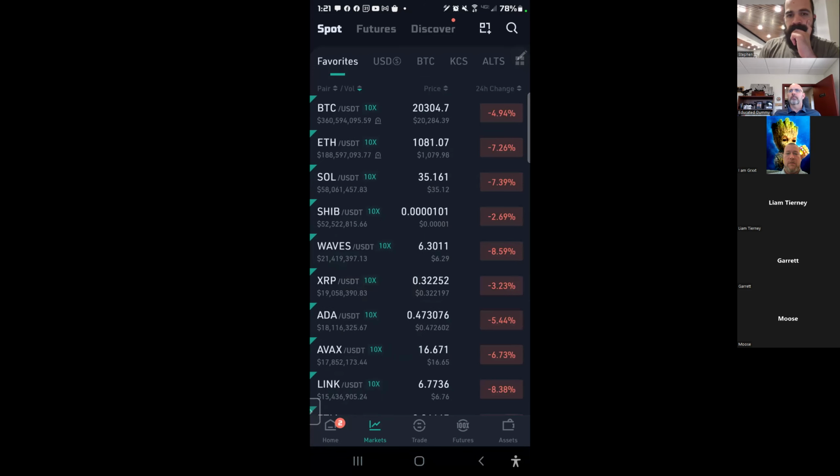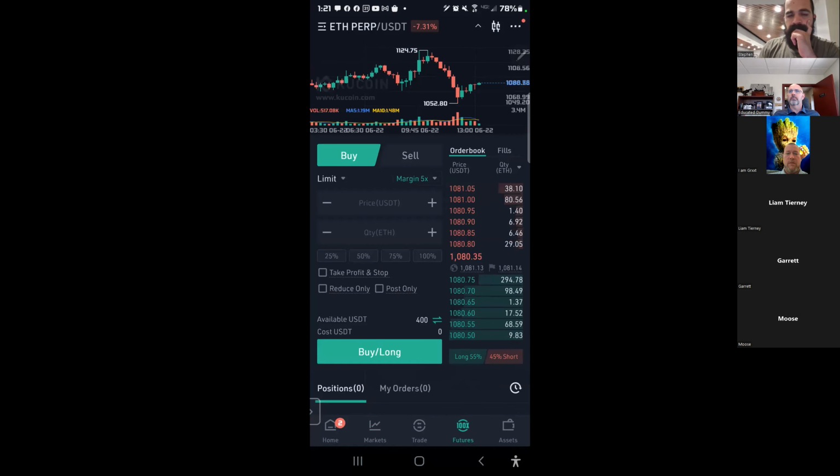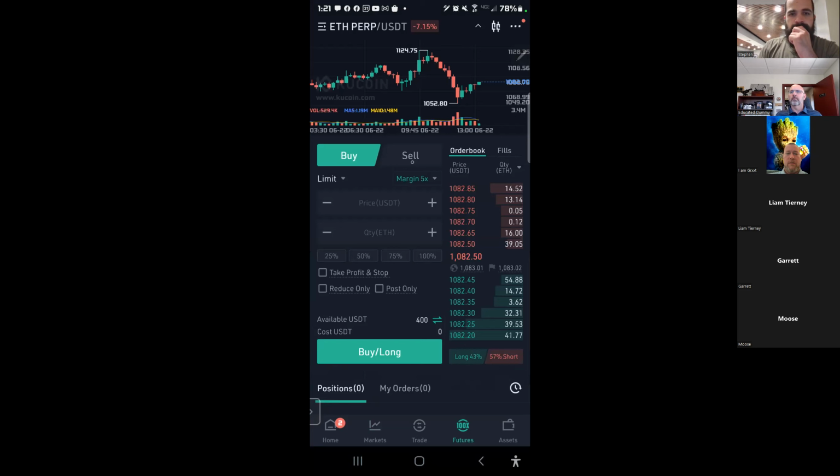Now I'll pick Ethereum. And then down here at the very bottom, there's this little 100X button. So I can just click that if I want to go to my futures. And in here, you can select your leverage in this area here, however much you want. You can hit buy or sell. If you want to go long, you click buy. If you want to go short, you would click sell.